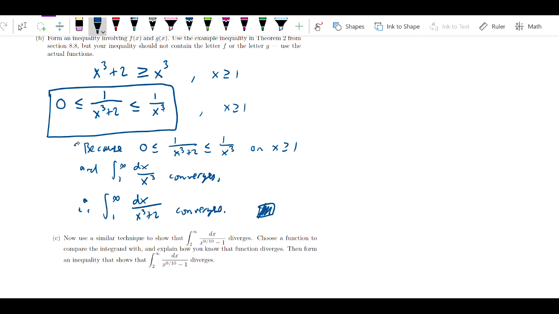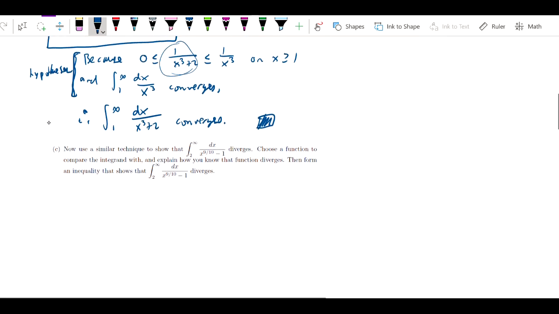We verified that the hypotheses of the theorem are true. These are the hypotheses. In other words, we formed an inequality and we verified that the right side of the inequality converges. Therefore, this term here must converge. So that's how we used the theorem. So anyway, this was the inequality that I was looking for.